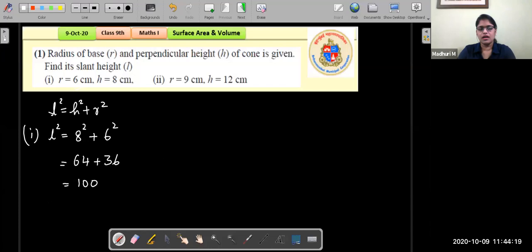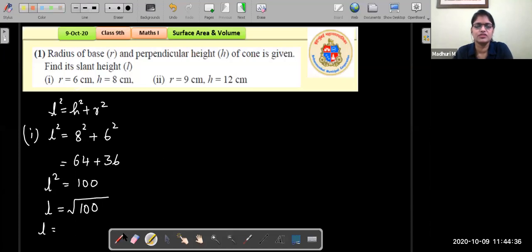So we are left with L square equals to 100, and to find L we have to get rid of this square. The opposite of square would be square root. So taking square root on both the sides, we get L equals to root of 100. So L equals to what? L equals to root of 100 is 10. So that's how we got length. Length is 10 centimeters. Let us try to solve the second part now.